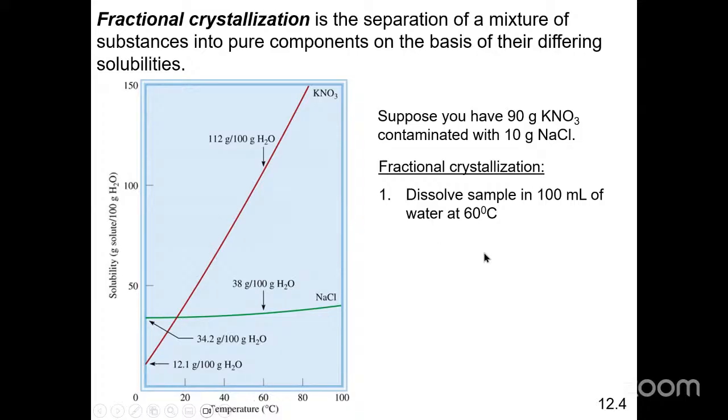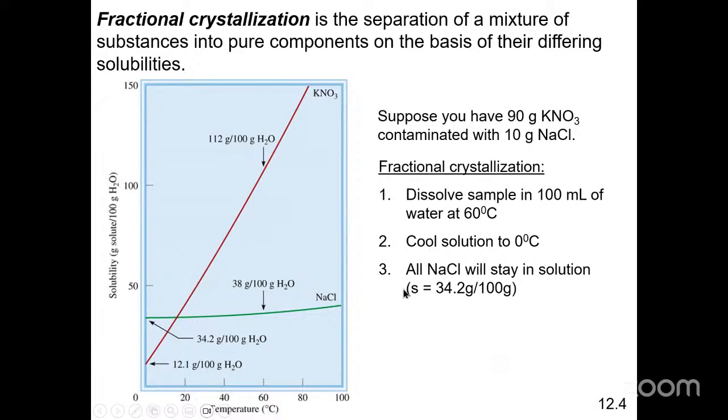Once you obtain that solution, which is a mixture of those two, you're going to cool the solution to 0 degrees. The reason why you choose 0 degrees is because at 0 degrees, the solubility of potassium nitrate is now 12.1 grams per 100 grams, which means that some of the 90 grams of potassium nitrate will come out of solution. At 0 degrees, the solubility of sodium chloride is 34.2 grams. So you know that 10 grams will still remain in the solution in this mixture, right?